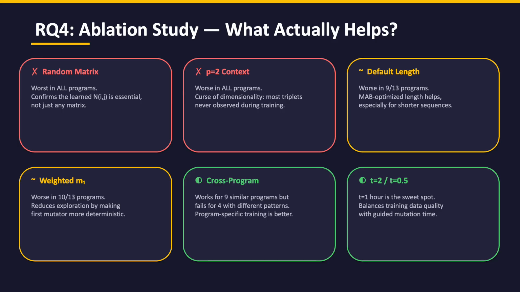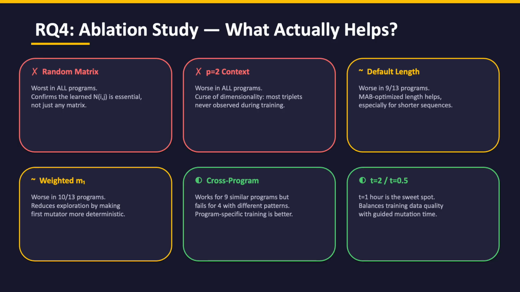Using p=2 context, conditioning on the last two mutators instead of one, hurts in all programs. The sparsity ranges from 0.003 to 0.1, confirming the curse of dimensionality. Default sequence length hurts in 9 of 13 programs. Weighted first mutator hurts in 10 of 13. Training time of 1 hour is better than 0.5 or 2 hours in most programs.